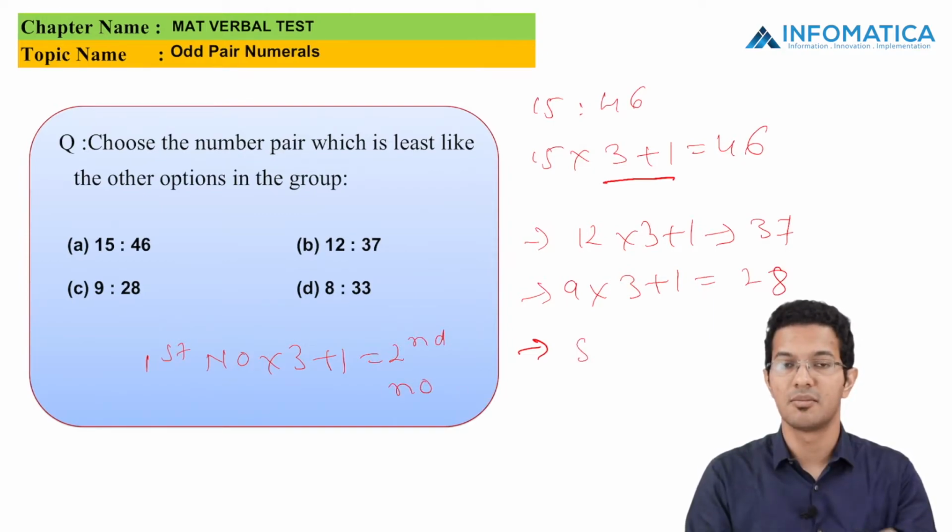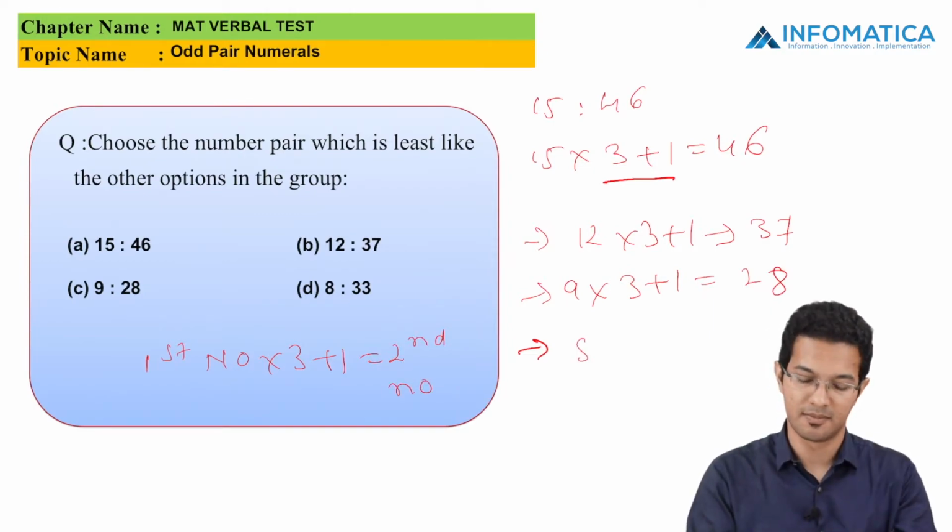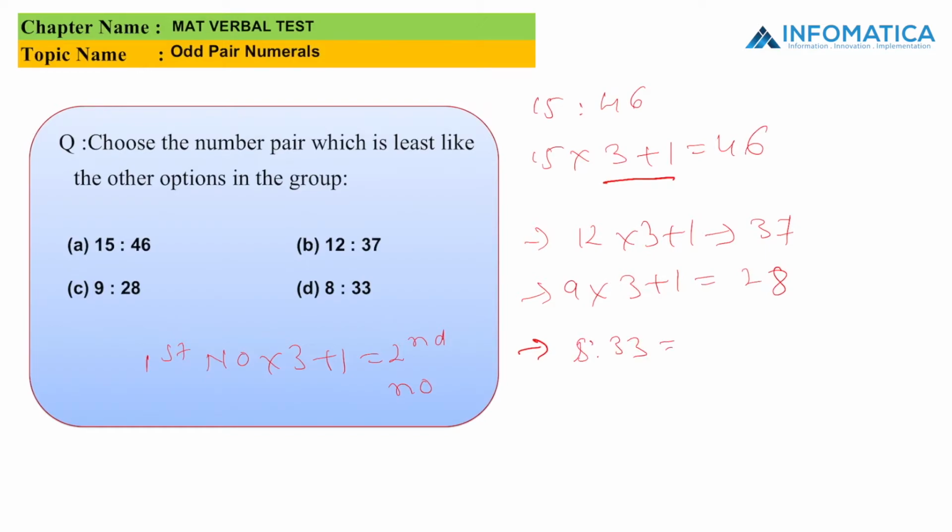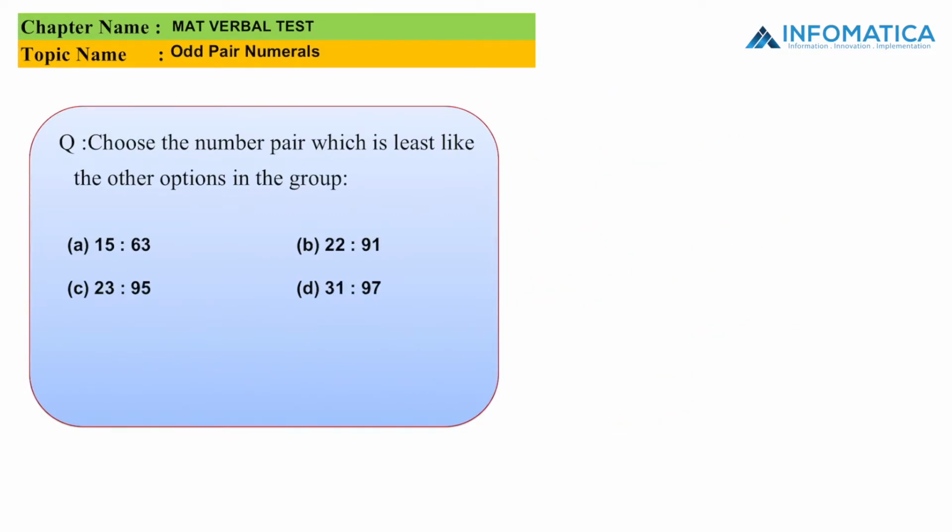Option B is nothing but 8 is to 33. So if you see this, the option D is not following the pattern. Thus, we can say that option D is the right answer. Let us see the next MCQ.